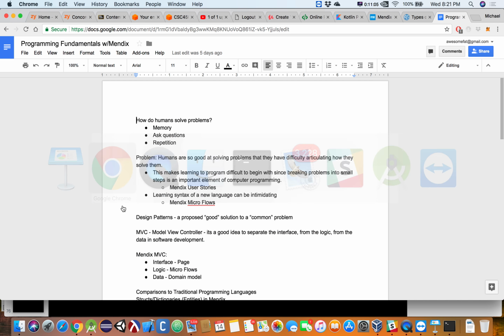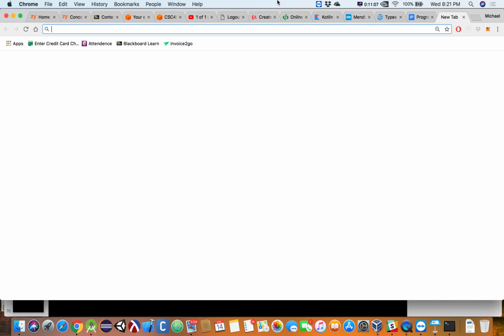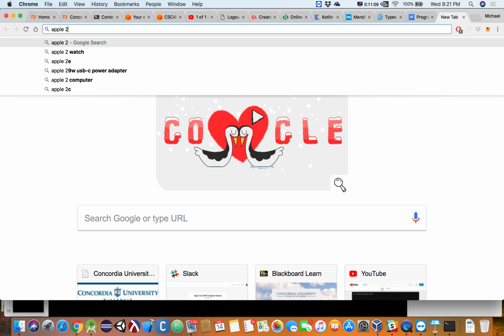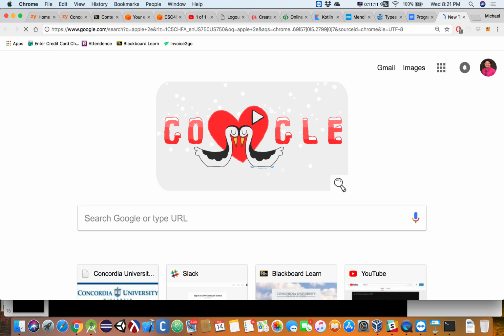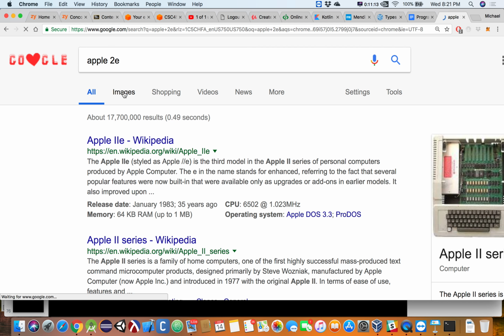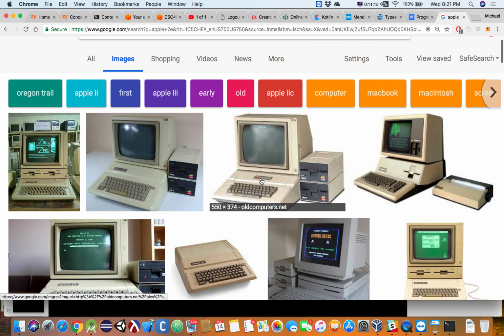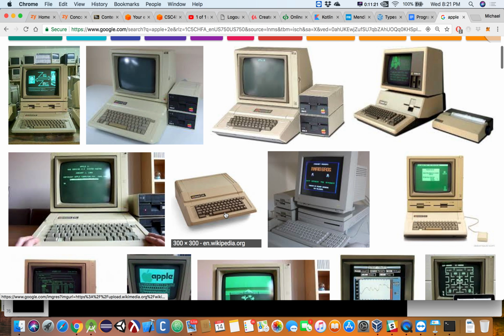So if we just do a quick search here, if you've never seen one, if we do Apple II, Apple IIe would be fine. That'll show us what it looks like. So this is what an Apple II computer looked like. Crappy monitor, blah, blah, blah.